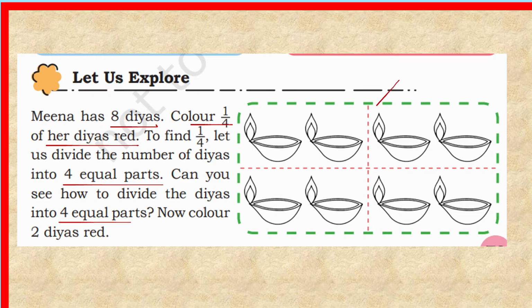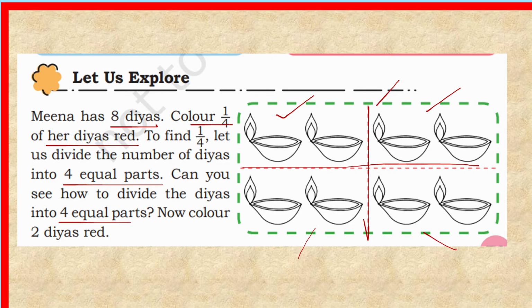See this figure? How many diyas are there? There are 8 diyas. We have to divide the diyas into 4 equal parts such that each group must contain the same number of diyas. So total 8 diyas we have to divide into 4 equal parts. See like this. See what is 8 divided by 4? 2. So each group contains 2 diyas. So there are 2 diyas in each part.